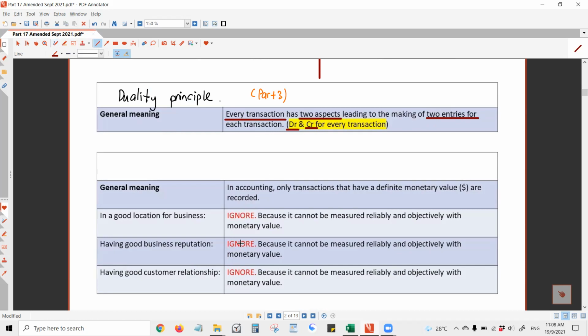At least one debit, at least one credit for a transaction. Okay, so that's duality principle. Don't ask me why you have to do debit and credit. Okay, that's the nature of the subject.